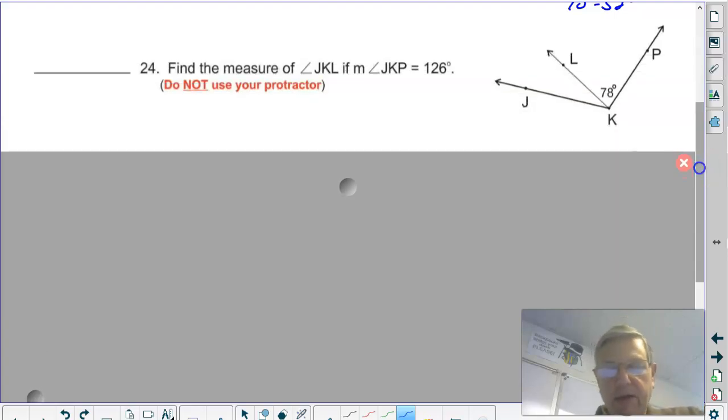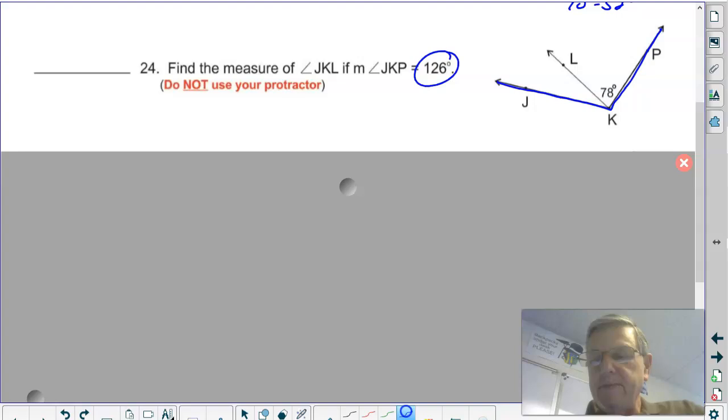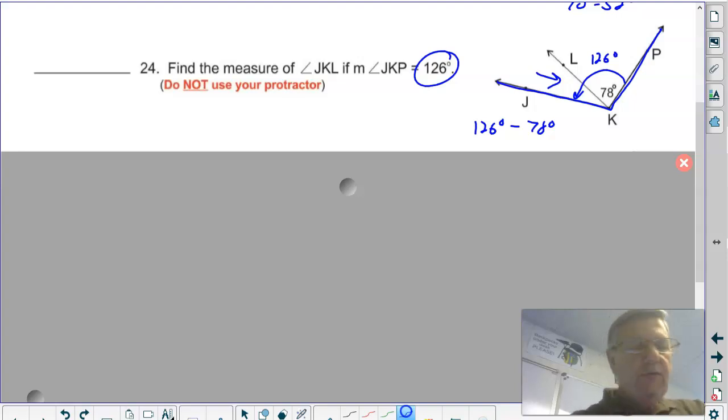All right, same idea here. Notice we gave you now adjacent angles, and we said together they equal 126, right? The JKP. So this right here is 126 degrees. So how do you get this one? Take the total and subtract from it the 78 degrees of the other angle. So what is that? 22 and 26, 48 degrees. 48 degrees is the measure of that angle.